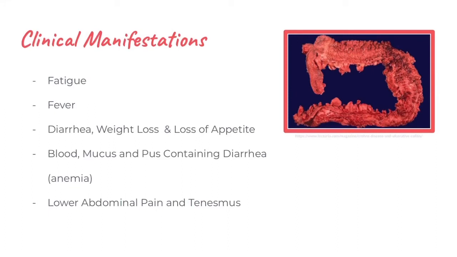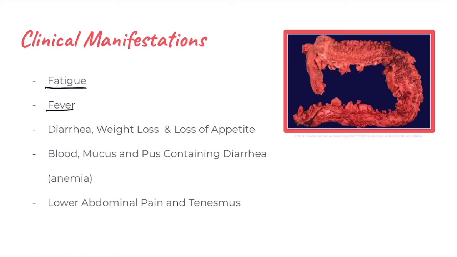Okay, let's talk about how our patient might present with ulcerative colitis. So the first most common thing that you might see in your patient is fatigue. The patient might appear tired. This is because of the massive dehydration, the loss of electrolytes due to the diarrhea, and also because of the frequent bowel movements they're having because of inflammation in the colon.